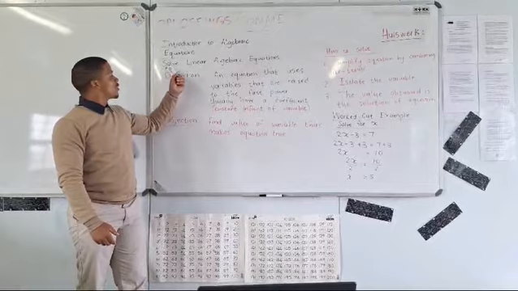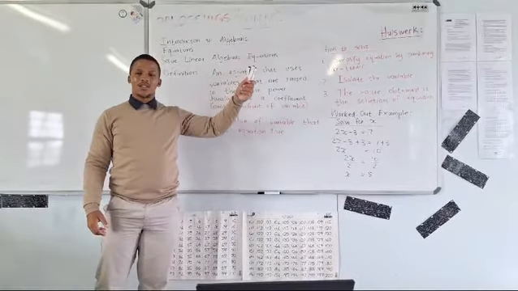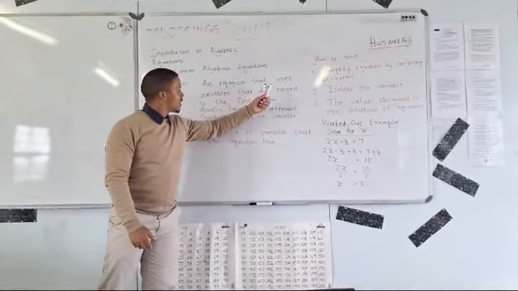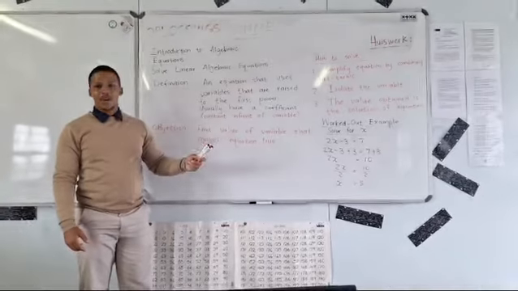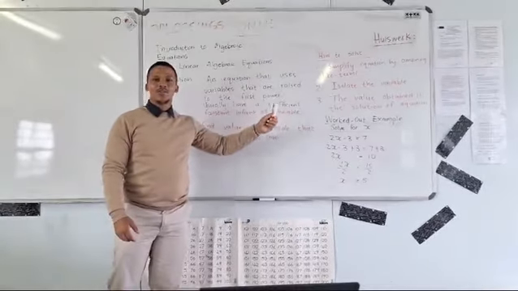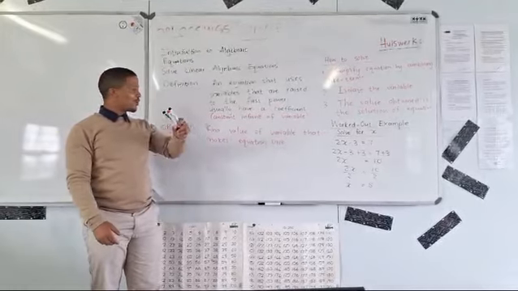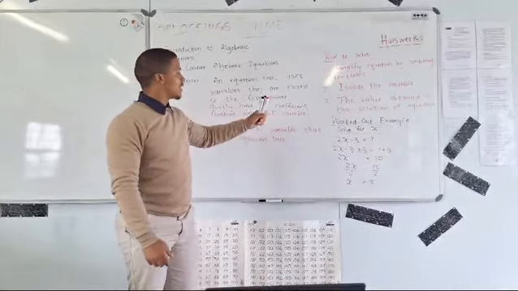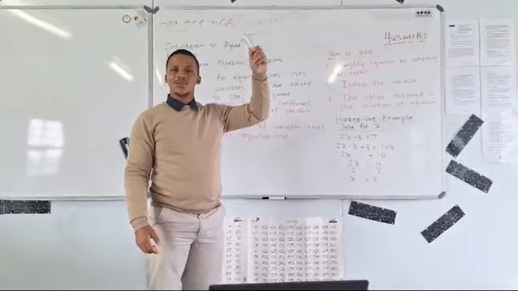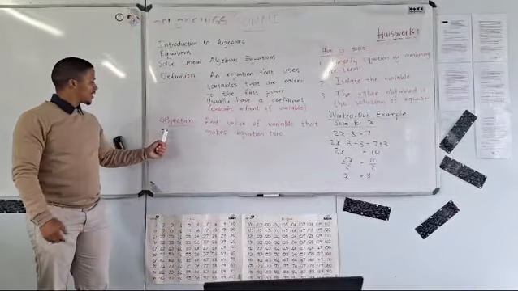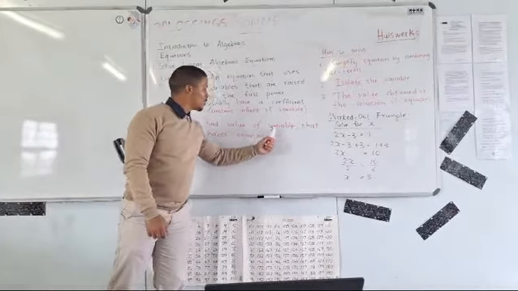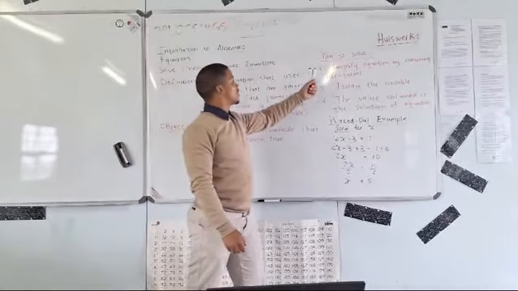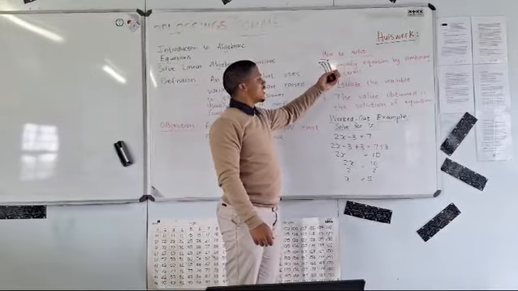So we need to solve linear algebraic equations, and let's look at the definition. It says an equation that uses variables that are raised to the first power. Usually it has a coefficient in front. The coefficient is the constant that's usually in front of a variable. Next, like I said, the objective is to find the value of the variable that makes the equation true. Let's look at step by step how to solve it.